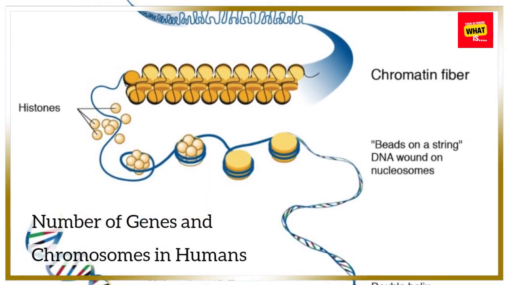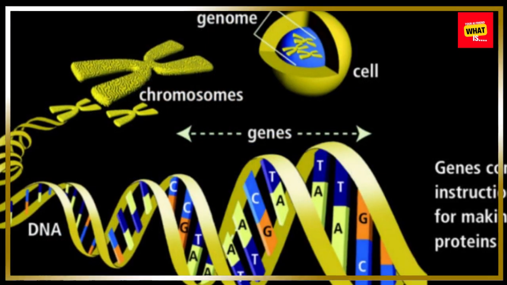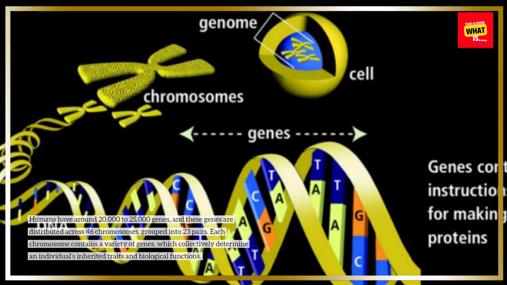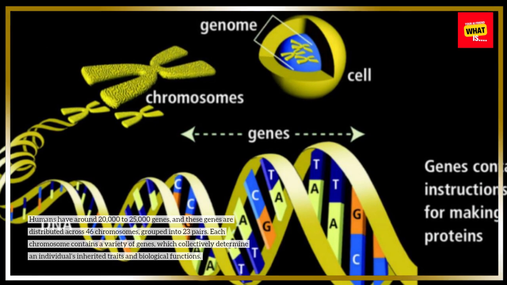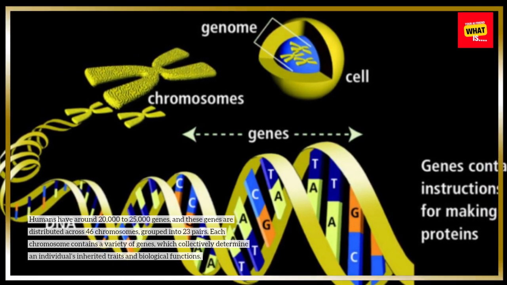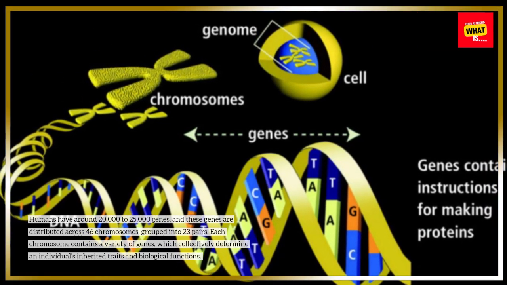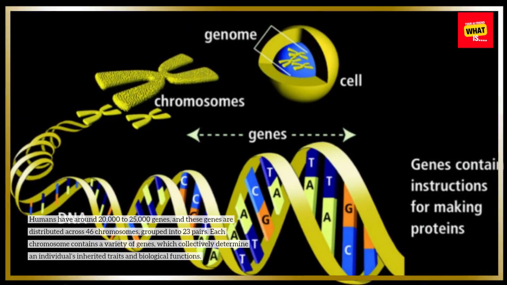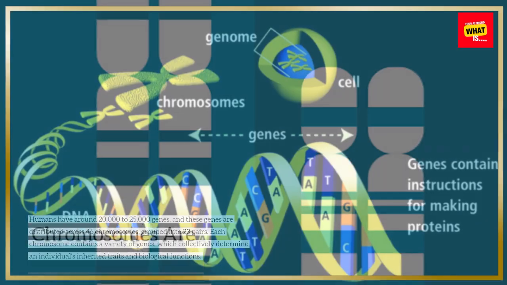Number of genes and chromosomes in humans. Humans have around 20,000 to 25,000 genes, and these genes are distributed across 46 chromosomes, grouped into 23 pairs. Each chromosome contains a variety of genes, which collectively determine an individual's inherited traits and biological functions.